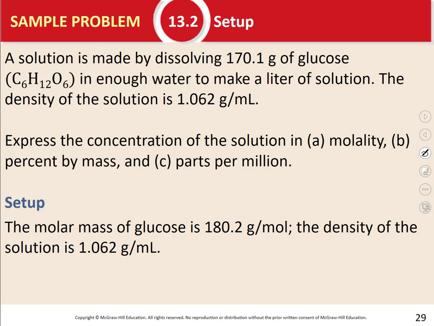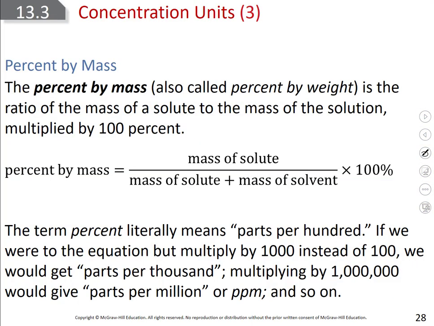We went ahead and did the molality. We haven't done the percent by mass or parts per million yet. So this time, let's do those second two, the percent by mass and parts per million. Any percent by mass is going to be the mass of your solute, whatever is getting dissolved, divided by your mass of solute plus solvent, or the total solution, then times 100. And that's where the percent, meaning per 100, comes from.